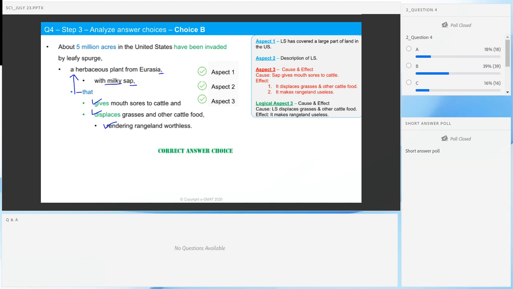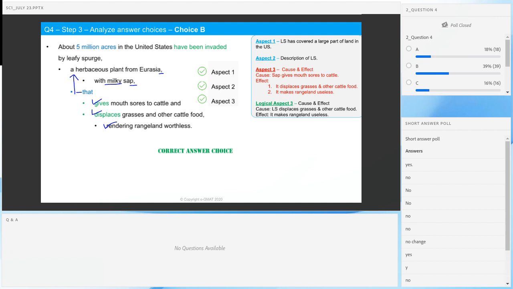Now, at this point in time, many of you may have this question: you say, hey, listen, you talk about meaning, don't change the meaning and stuff. Yes, we do talk about that. But choice A is saying that milky sap gives mouth sores, but in choice B, it is telling us that leafy spurge is giving mouth sores. My question to you is, is there really a meaning change if I say that milky sap gives mouth sores or the leafy spurge gives mouth sores? Think about it. Those who are saying yes, tell me, how is it different? How is the meaning changing?